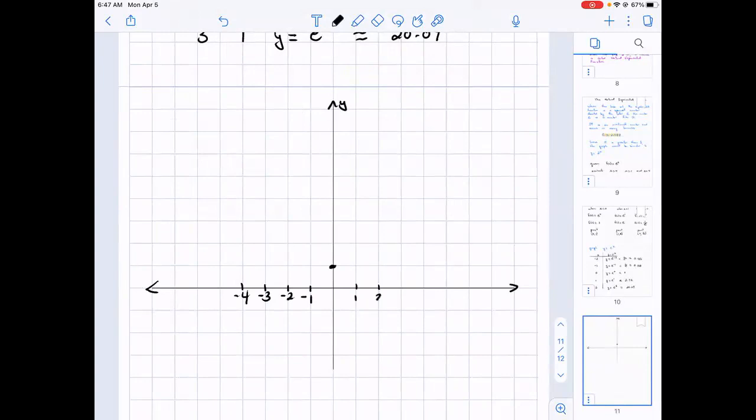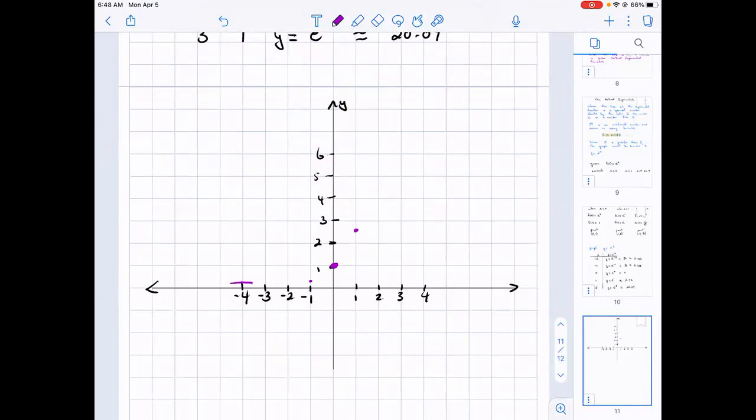We have to be a little bit more careful because we're plotting decimals now. The first point I'm going to plot is the y-intercept, 0, 1. And then we know when x is -1, it's approximately 0.3, so we'll really guess that out. And when x is 1, it's approximately 2.72. So that's just above a half.